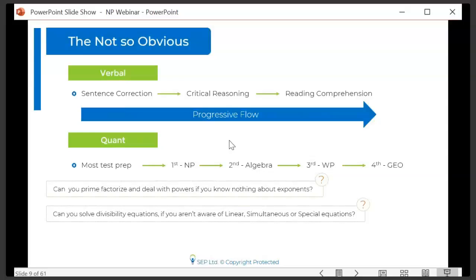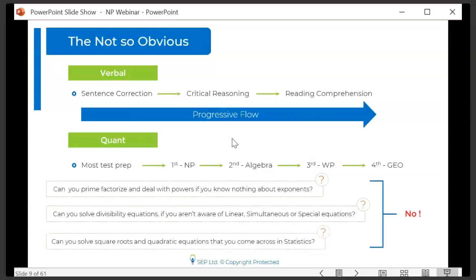Another example could be a case where you're solving divisibility questions, where you deal with equations, right? Linear, simultaneous, or special equations. Now, if you don't know how to deal with them, will you be able to do well in divisibility? Or maybe in statistics also, where you deal with quadratic equations and square roots? Well, the short answer is no, you cannot, right?